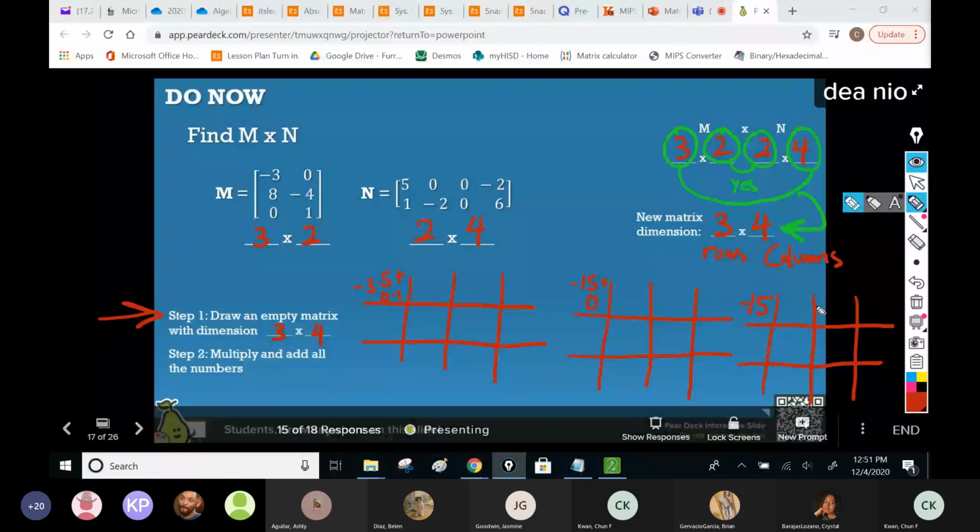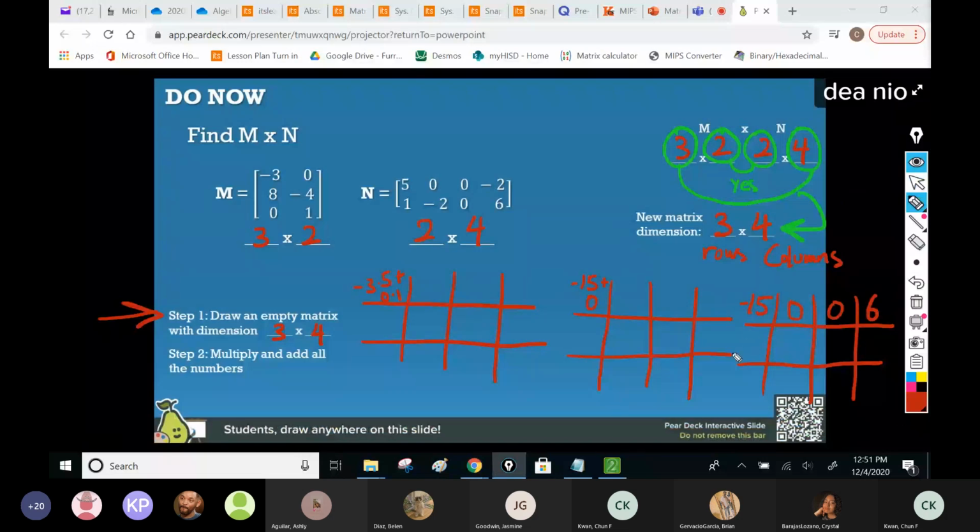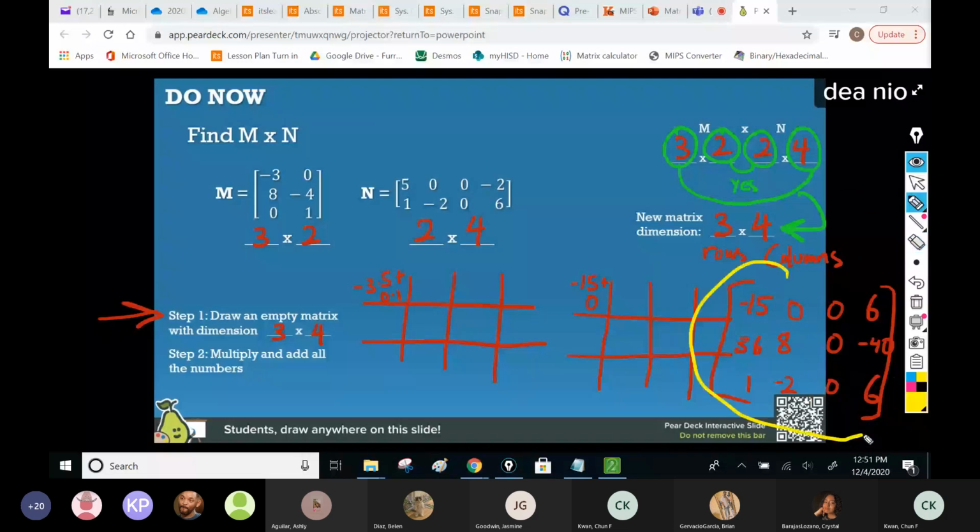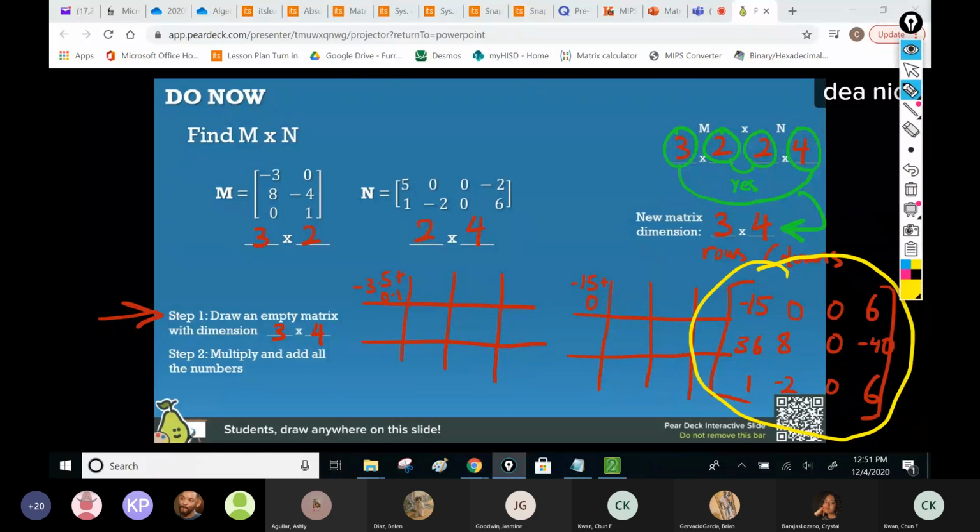So I'll give you the answer. The final answer should look something like this. This is the final answer. It should look something like that. So this is how your final answer should look. As long as you got most of the numbers correct, that's good enough.